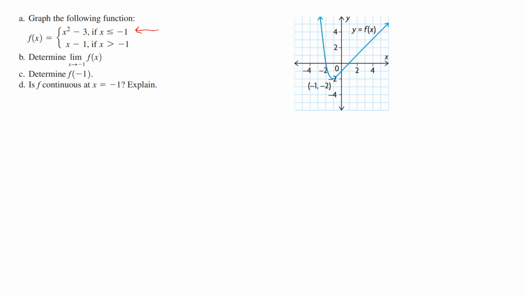After that, they drew the second part, which is x minus 1. Normally x minus 1 would continue like this, but we cannot graph anything less than -1.